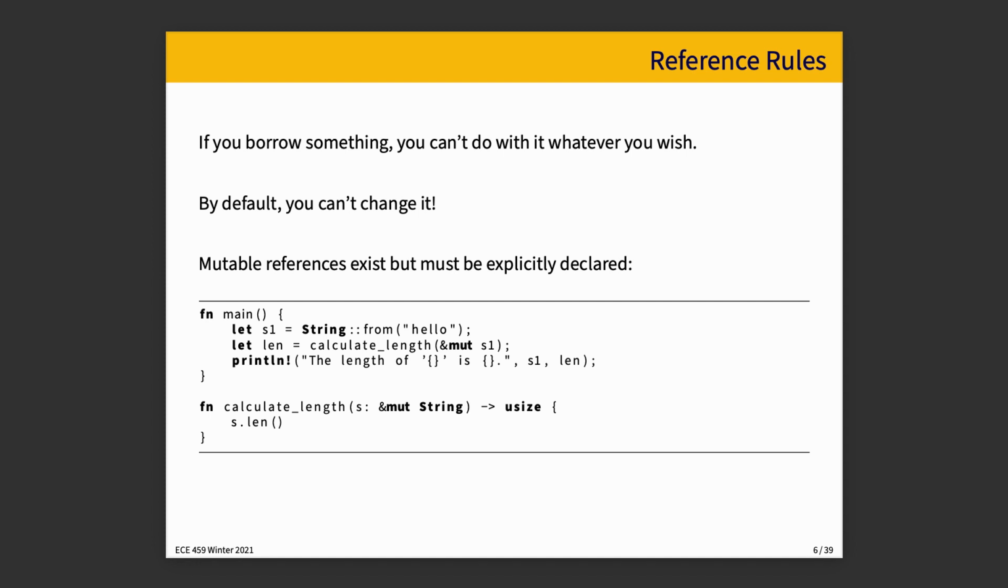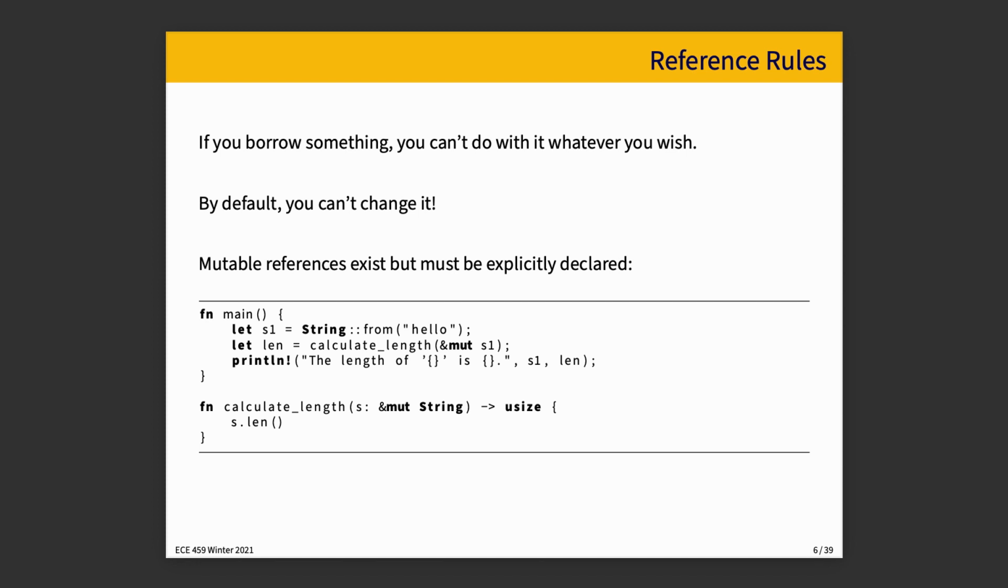If you borrow your friend's car, you can't then give away the car to somebody else because it's not yours and you don't have the authority. And by default, when you have a reference, the reference is immutable. That is, you cannot change the thing, even if the underlying data is mutable. So if the string S1 is declared as mutable, but you have an immutable reference, you cannot change that string.